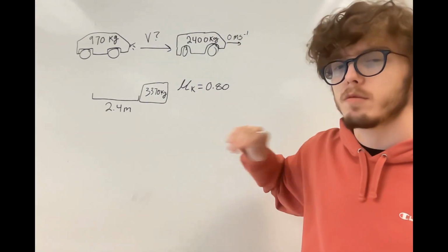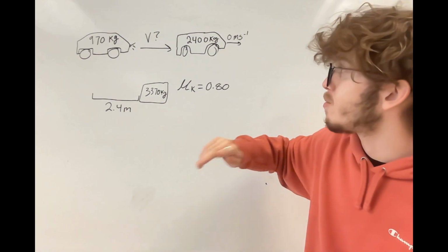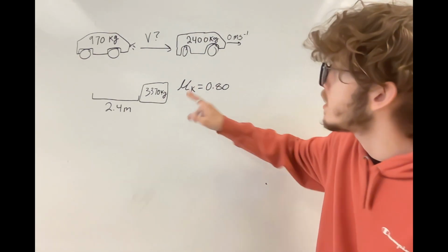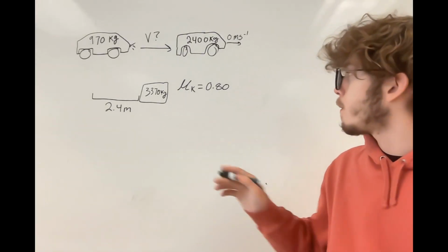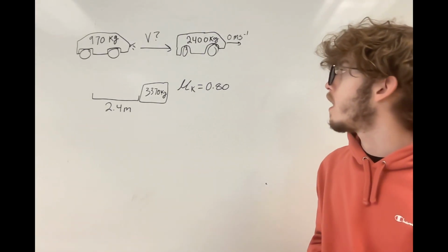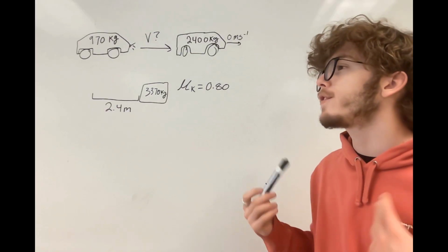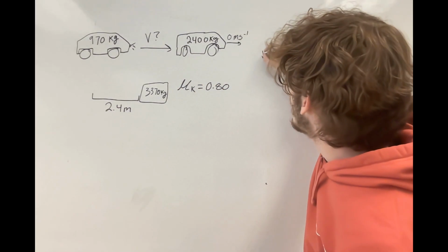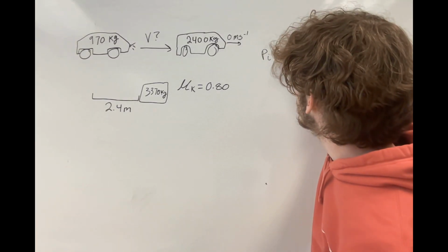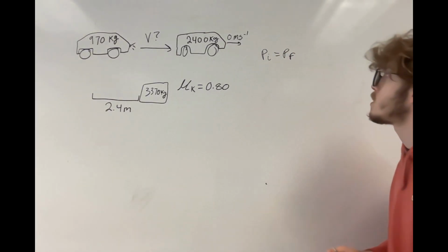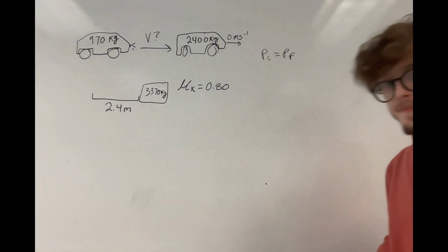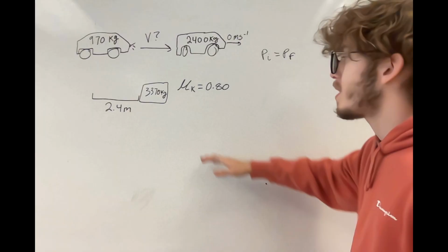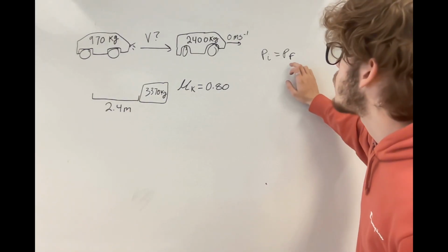I kind of just drew it as a block here of the combined mass, which is, I'll give you this, 3,370 kilograms. And we're told that the kinetic friction coefficient is 0.80. So to find this velocity, we have to use the idea that momentum is conserved, right? Momentum initial equals momentum final. But before we do that, we need to know the final velocity. We're not given that, right?